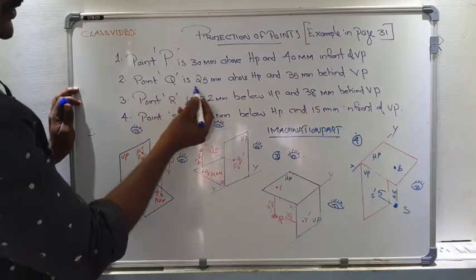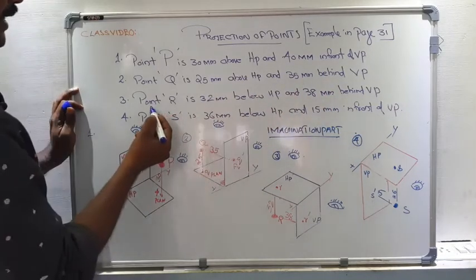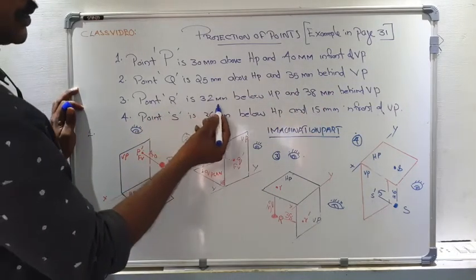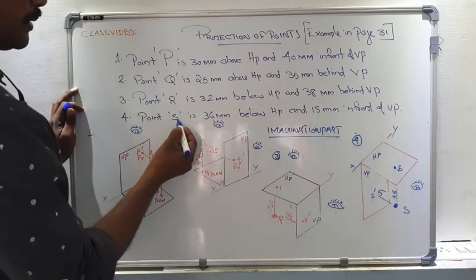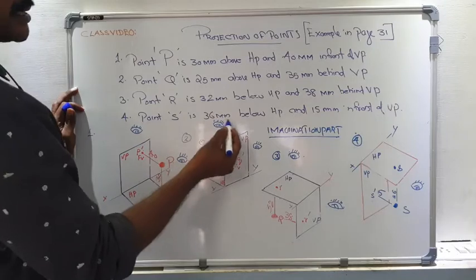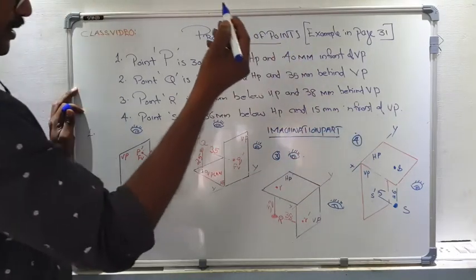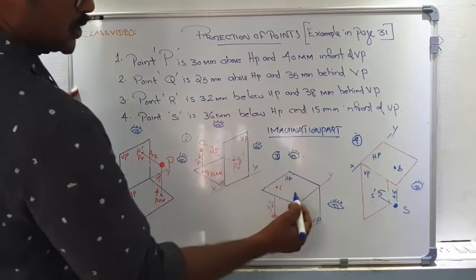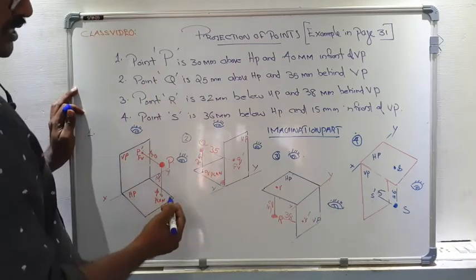and 40 mm in front of VP. Second one, a point Q is 25 mm above HP and 35 mm behind VP. And third one, point R is 32 mm below HP and 38 mm behind VP. And last one, our point is S, 36 mm below HP and 15 mm in front of VP. This figure shows a pictorial representation of these 4 questions.